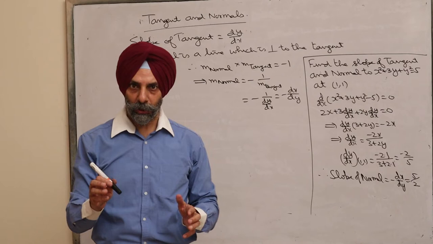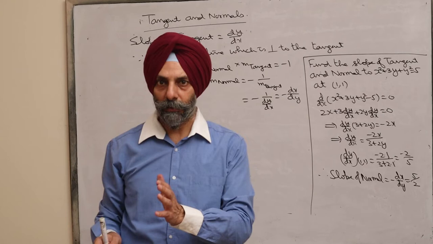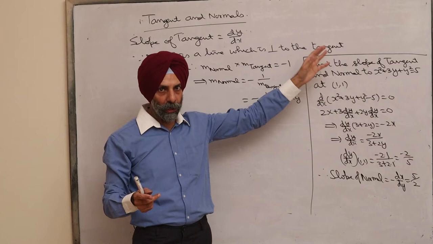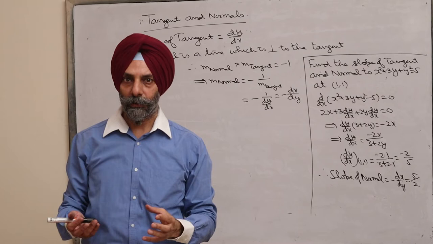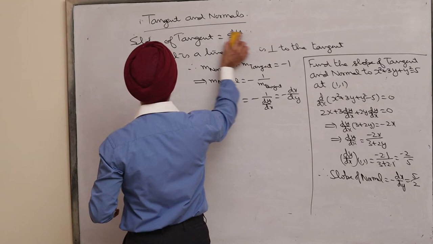Simply you differentiate this, that is why they all fall under the topic application of derivatives. Derivatives is very, very important in each and every topic relating to calculus, whether it is differential calculus or integral calculus. You require the help of differentiation. So the slope of the tangent is minus 2 by 5 and the slope of the normal is 5 by 2 here.